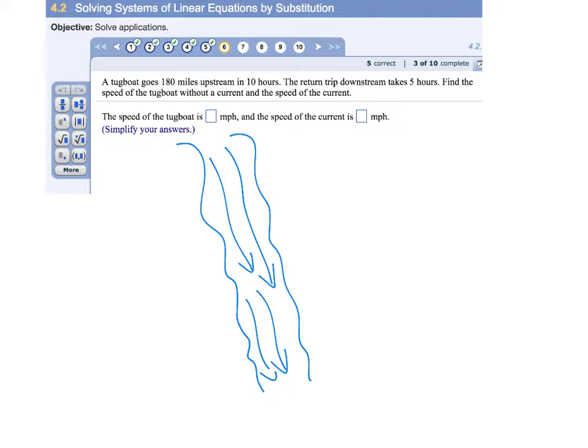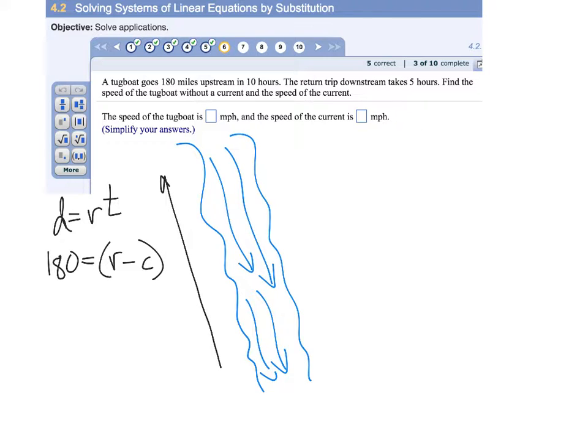So when the boat is heading upstream, your formula is distance is equal to rate times time. And the distance is 180 miles because it says so. Now what's the rate? Well, the rate is the speed of the boat minus the current, because that current is pushing the boat backwards. So it's rate minus the current, and he travels for 10 hours. So that is your formula for the boat going upstream.